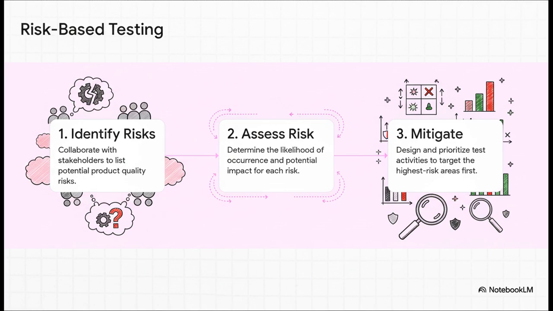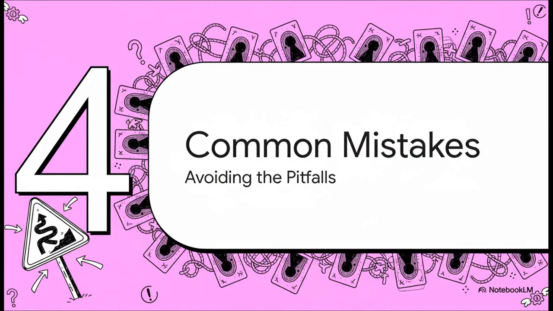So step 1, you identify potential quality risks, and you do this with your key stakeholders. Step 2, you assess each of those risks, and you do that by asking 2 simple questions. How likely is this to happen? And if it does happen, how bad is it going to be? That combination of likelihood and impact gives you a risk level. And finally, step 3, you mitigate. You use that risk level to prioritize absolutely everything. The most critical, highest impact features get the most rigorous testing and they get it first. Simple as that. Okay, so knowing all the theory is great, right?